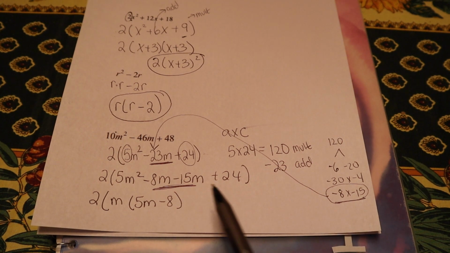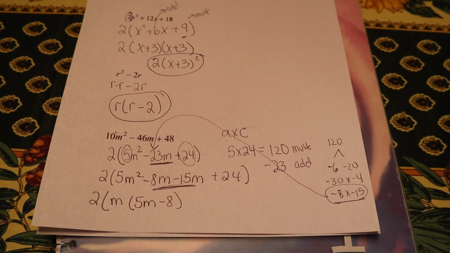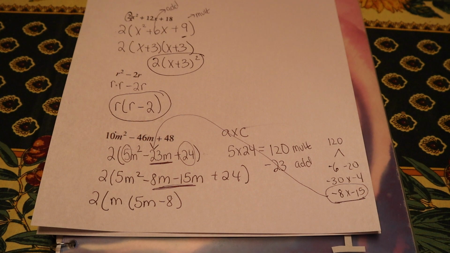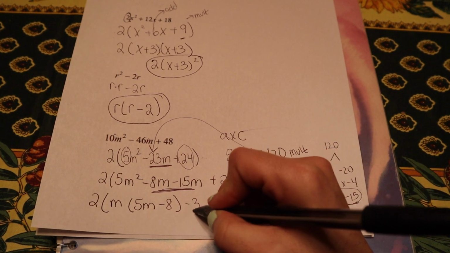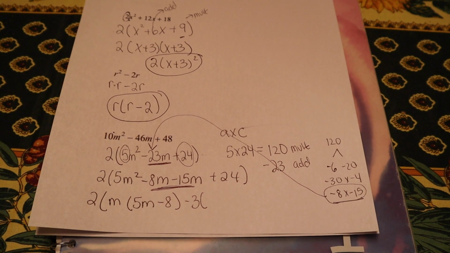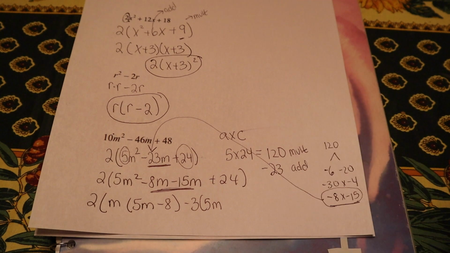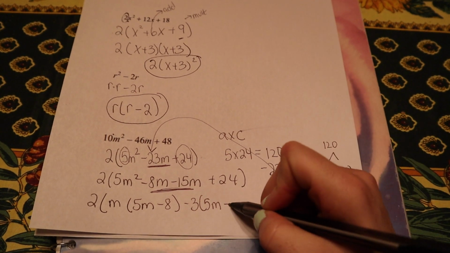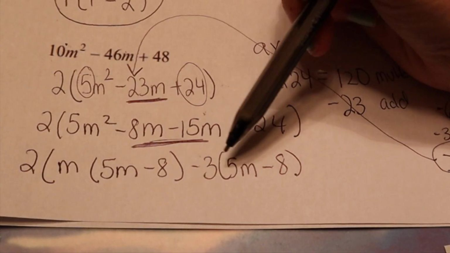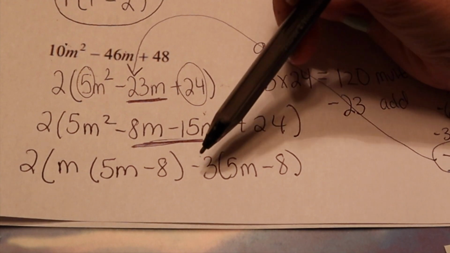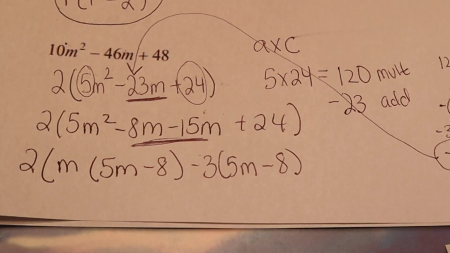Now I'm going to look over here and see what goes into 15 and 24. What number would go into both? That would be a negative 3. Negative 3 times what is 15? That would be 5m. And then it would be negative 8. Negative 3 times 5m is negative 15m. Negative 3 times negative 8 is 24.